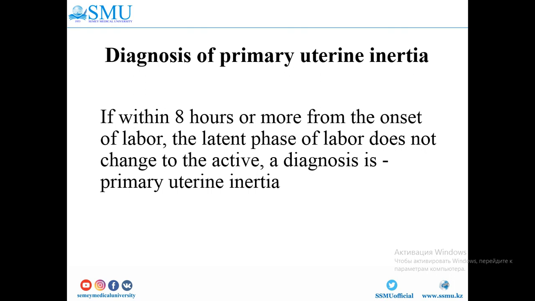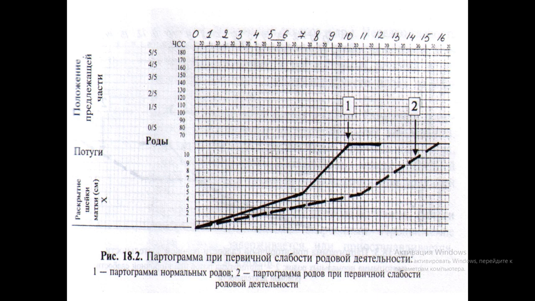Diagnosis of primary uterine inertia. If within 8 hours or more from the onset of labor, the latent phase of labor doesn't change to active, a diagnosis is primary uterine inertia. Here is a partogram at the primary uterine inertia. The first line is a partogram of normal labor, and the second one is a partogram at primary uterine inertia.